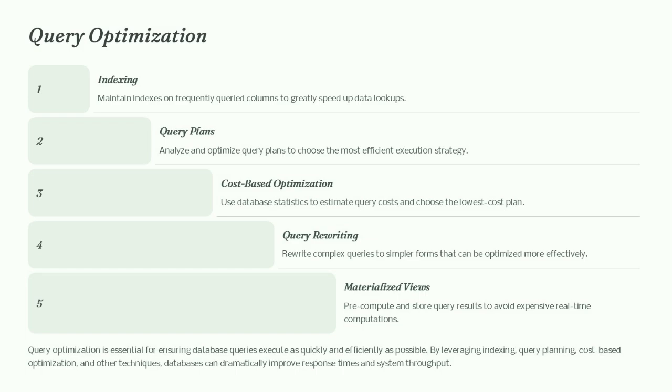Cost-based optimization uses database statistics to estimate the cost of different query plans and select the lowest cost option. Rewriting complex queries into simpler forms can make them more amenable to optimization and improve performance. Materialized views precompute and store query results, avoiding expensive real-time computations when the data is accessed. The overarching goal of query optimization is to ensure database queries execute as quickly and efficiently as possible, maximizing system throughput and responsiveness.